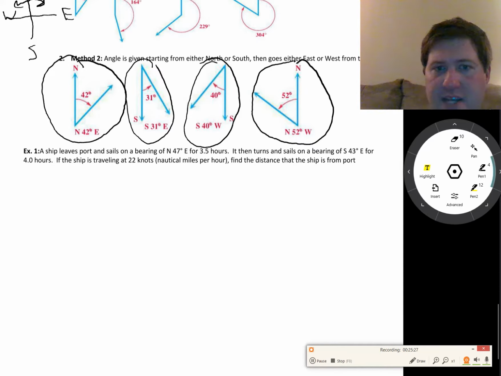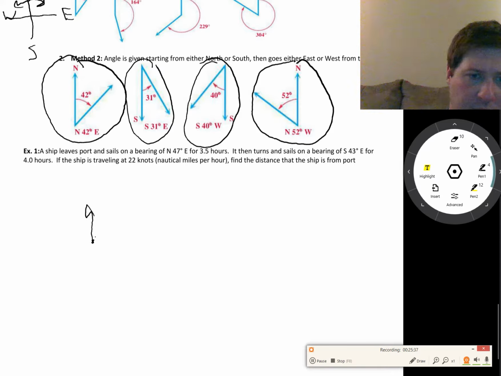This one's a little cheeky because they just happen to pick a ship that ends up sailing at 90-degree angles. So a ship leaves port and sails on a bearing of north 47 east. So north, east, and he is going at 47 degrees. So this angle here is 47 degrees. He goes for 3.5 hours, which I imagine we'll need.